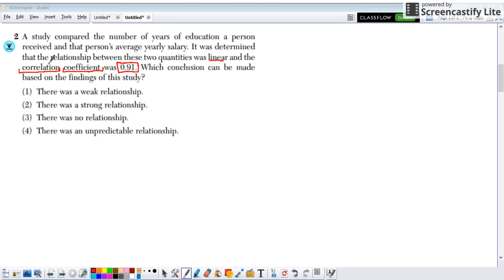Now, when we're speaking about correlation coefficient, the closer this number is to 1 or -1, the stronger the relationship. The difference is that if it's a negative number, it's a negative relationship, and if it's a positive number, we have a positive relationship. 0.91 is pretty close to 1, which means that we have a strong relationship. So if we look at the 4 options, we can see that option 2 is the correct solution, since we said that there's a strong relationship since this number is too close to 1.